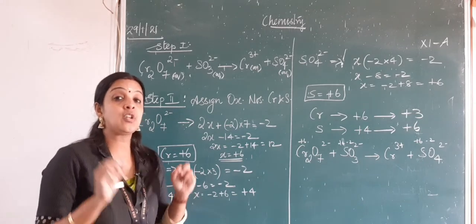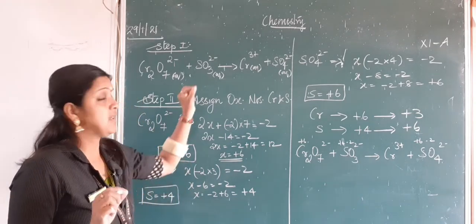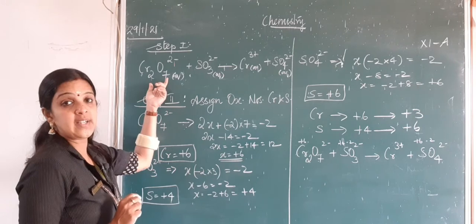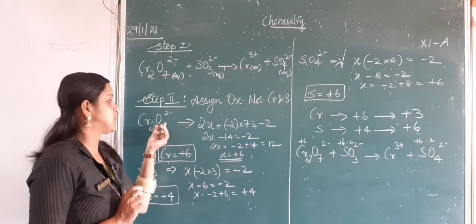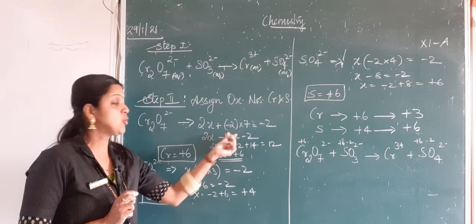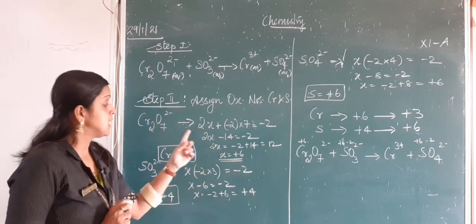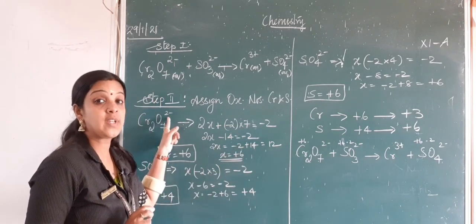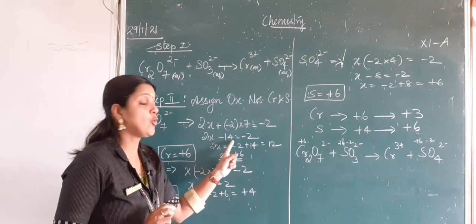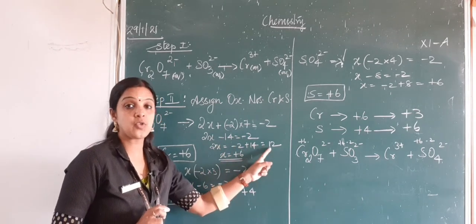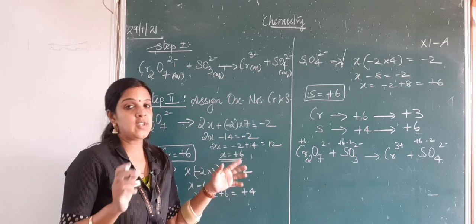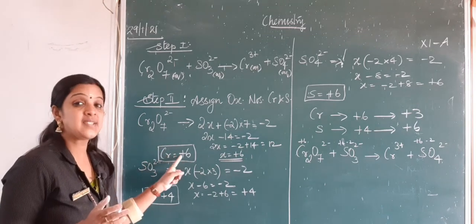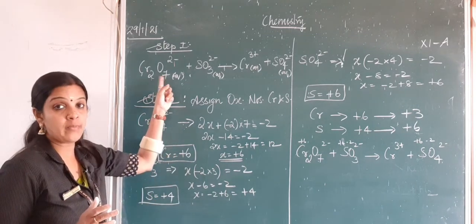So I have to find out the oxidation number of each element present in each ion that is present in the equation. First let me take this dichromate ion. I know oxygen's oxidation state is -2. With that there are 2 chromium atoms. So 2x minus 2 into 7 equal to -2, which is the charge of the whole ion. So 2x minus 14 equal to -2, 2x equal to 12 and x equal to +6. We already know how to find the oxidation state. So chromium has +6 oxidation state in dichromate ion.